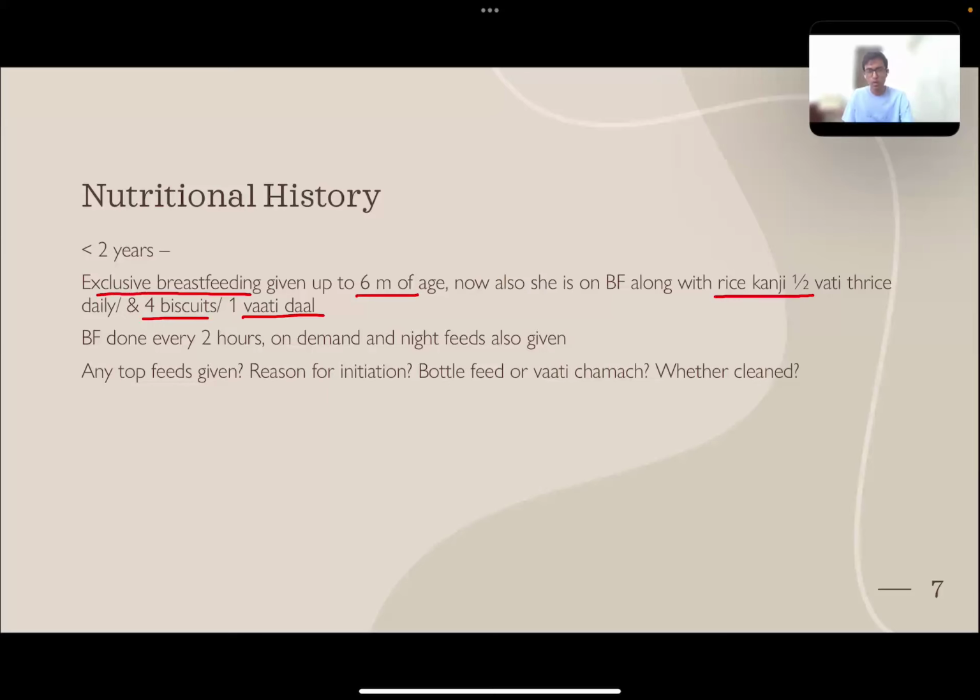Also read about what are the common weaning foods that are used. Mention about the frequency and whether night feeds are given. Mention if any top feeds are given, what is the reason for initiation of top feeds, whether milk is given by bottle feed or vati chamach, and whether this is clean or not.